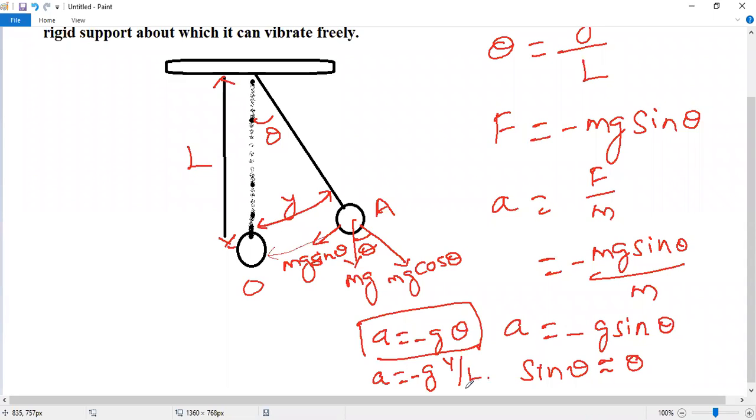The weight mg acts vertically downward. The tension T in the string acts along the length toward the point of suspension. The weight mg of the bob acts vertically downward.